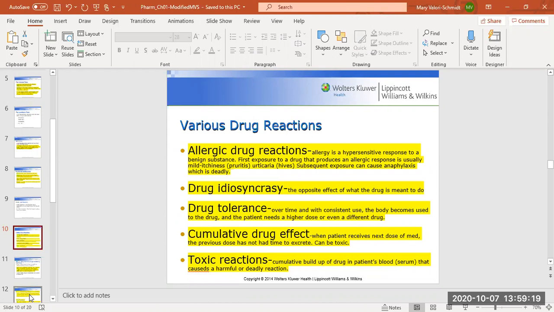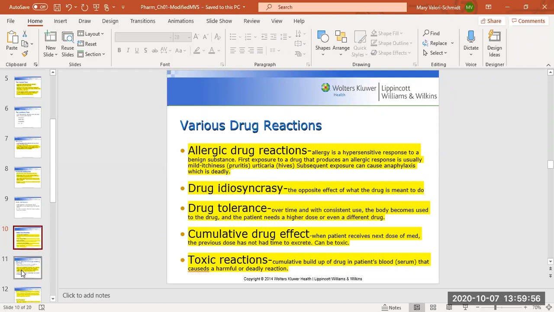Then we have drug idiosyncrasy. That means the drug is doing the opposite of what it's supposed to. We have drug tolerance. That means over time with constant use, you get used to a drug and you need a higher dosage, or maybe you need a different drug at some point. Cumulative drug effect is before the patient's previous dose is excreted, we give them another dose, and that can be toxic. Then we have toxic reactions, which is a cumulative buildup of a drug in the patient's blood that can cause harmful or even sometimes deadly reactions, okay?